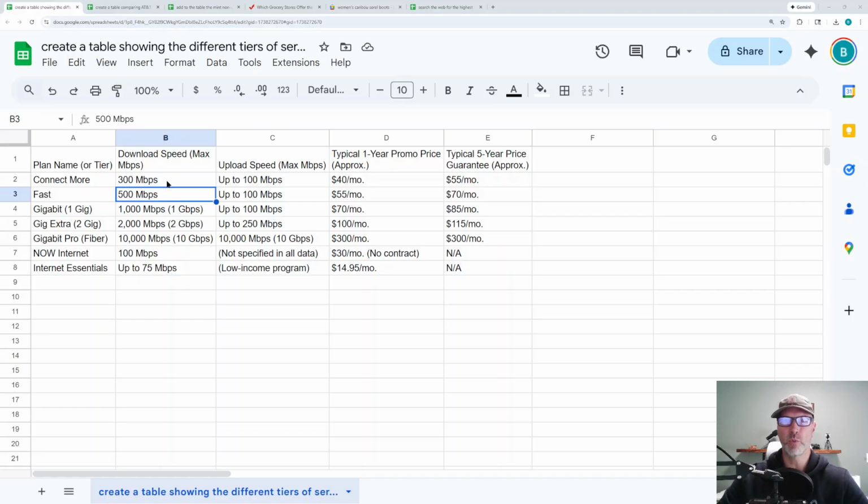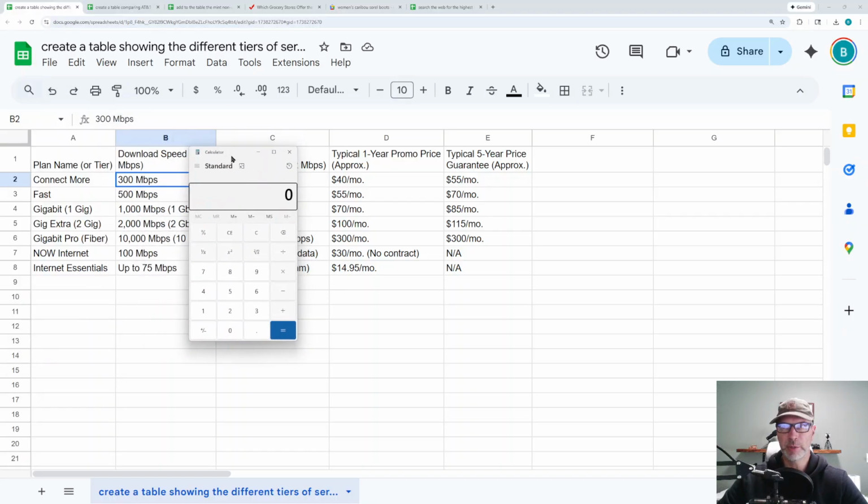If you're a household of 1, 2, 3, maybe even 4 or 5, depending on what you do with your internet service, you may not need 1 gigabit per second, 2 gigabits per second, or anything else. You may be fine with this 300 megabits per second. So what you can generally do, if you want to take the time to do the calculation, is figure out how much speed you need.